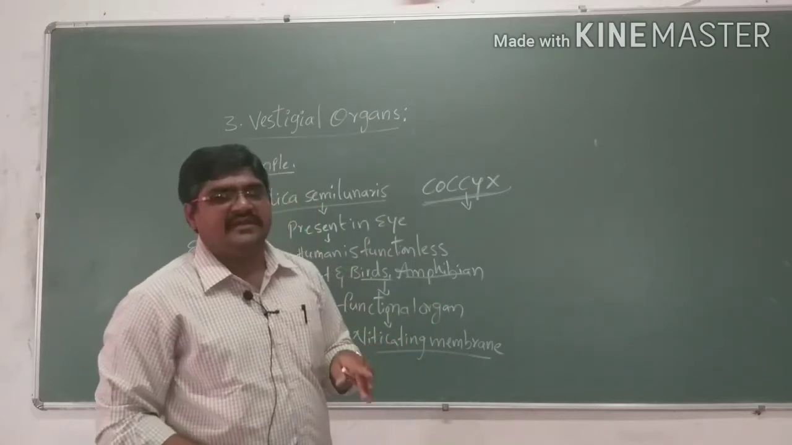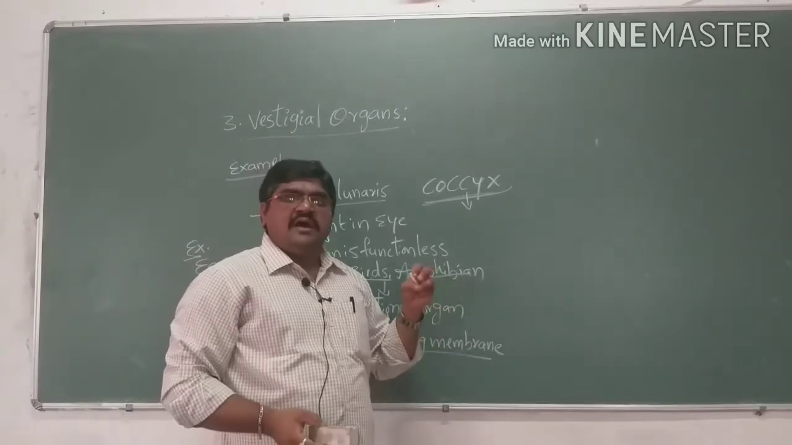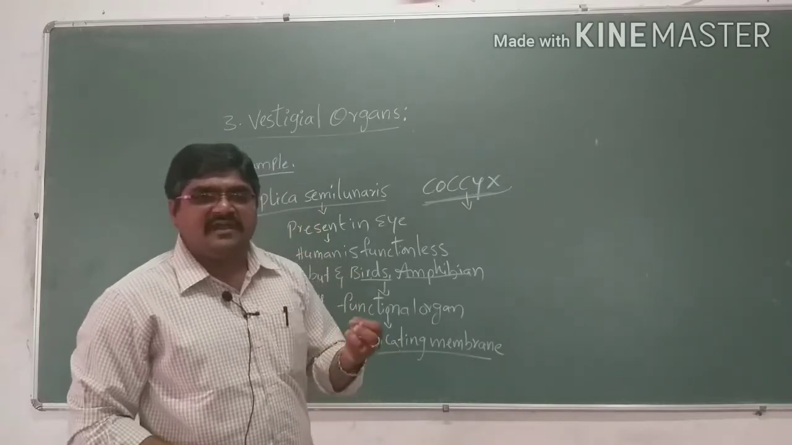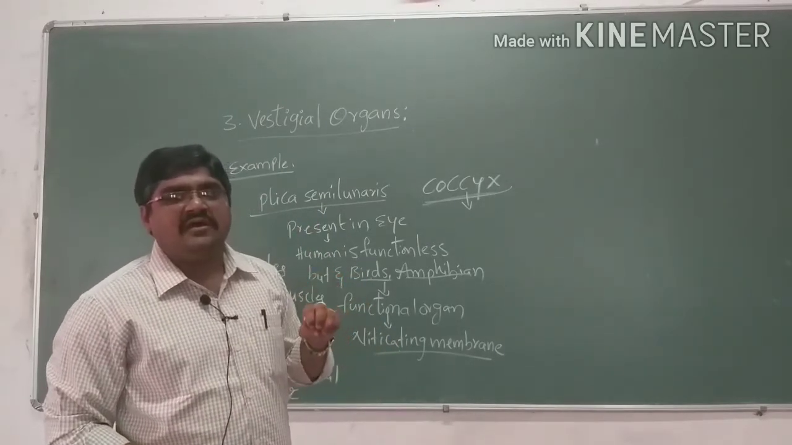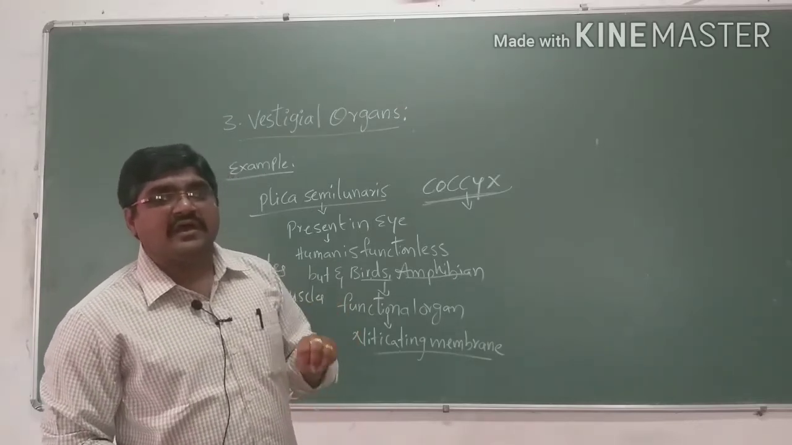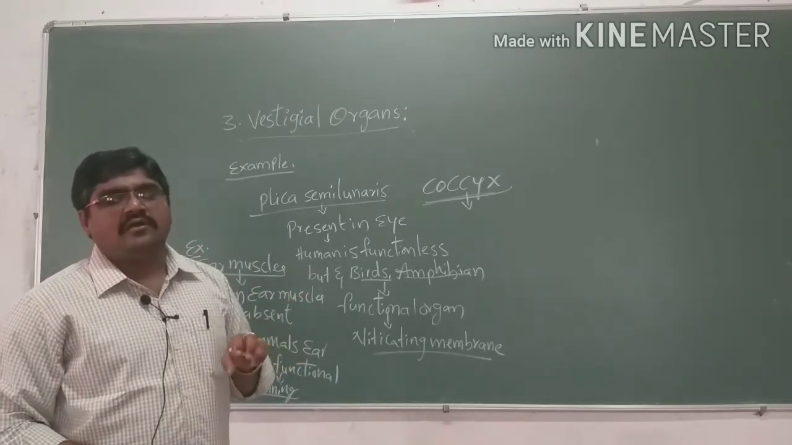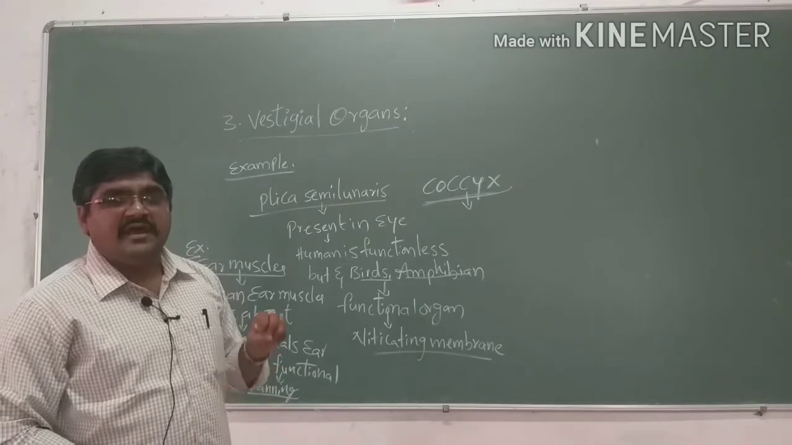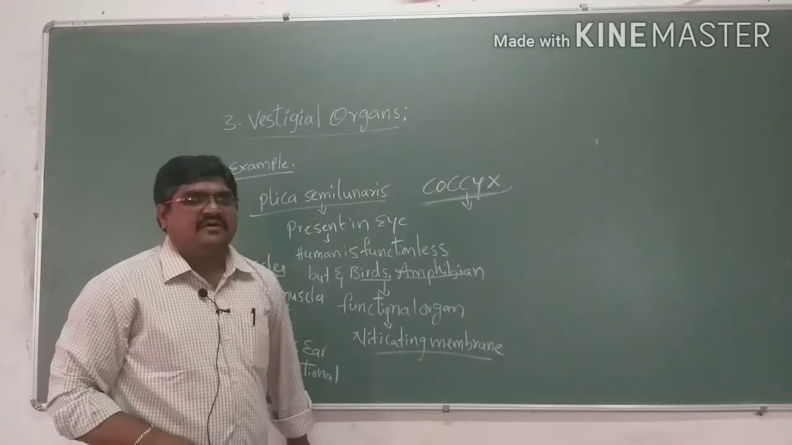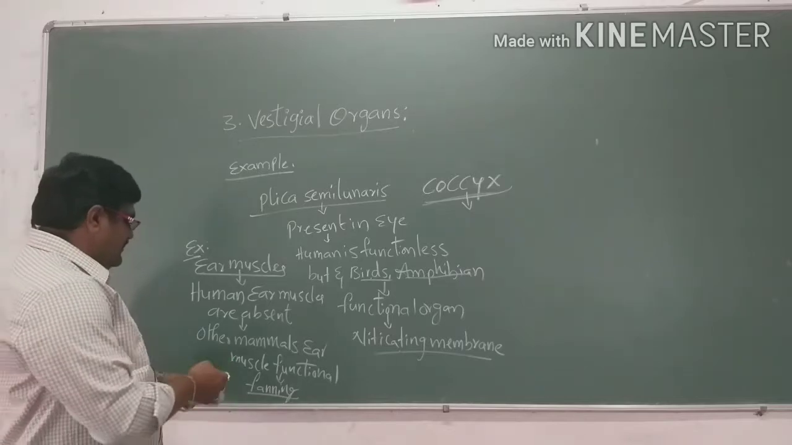Wisdom teeth, that means in humans these wisdom teeth do not have any function, but in carnivorous organisms like dog, lion, tiger, these are well functional as molars. They act as molars, where they are functional in carnivorous organisms. But in humans they are functionless teeth, called wisdom teeth. So these are the various types of vestigial organs.